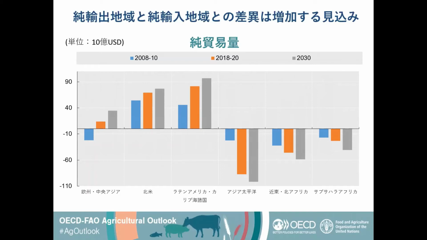You see the big jump in the last 10 years in Asia Pacific, which was really fueled by increasing imports of feed and other material into China. You see also strong growth in imports in Sub-Saharan Africa and in the Middle East and North Africa.